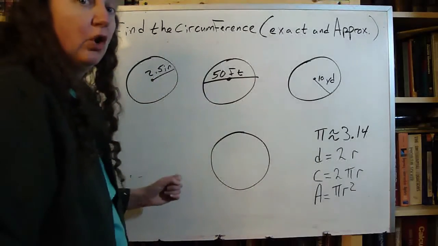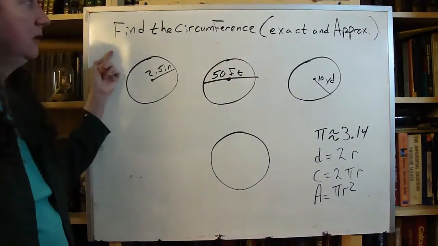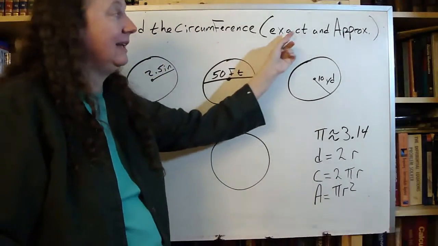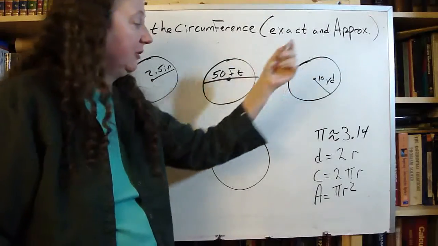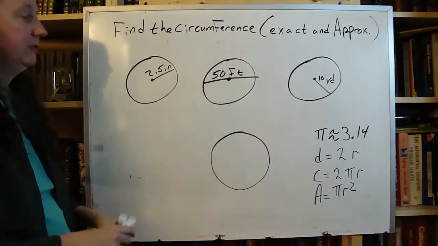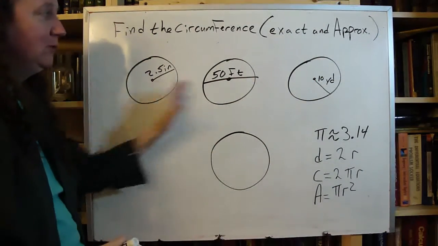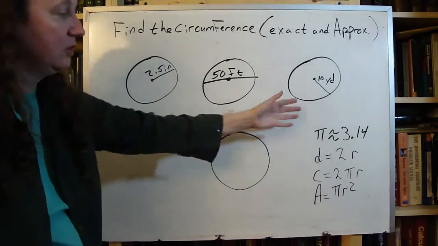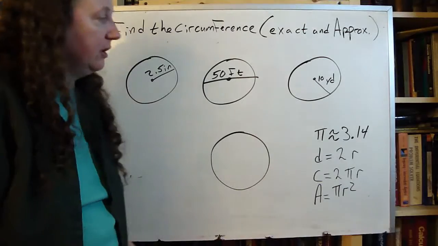Now we're moving into circles. They're asking us to find the circumference, and they want both the exact and the approximate circumference of these circles. Before we can figure any of that out, though, we need to know what these definitions are, what these formulas are here.